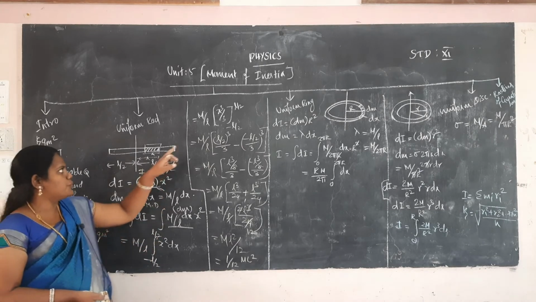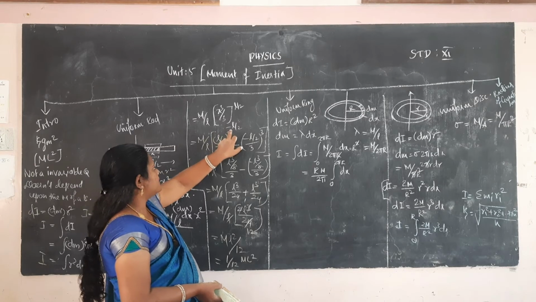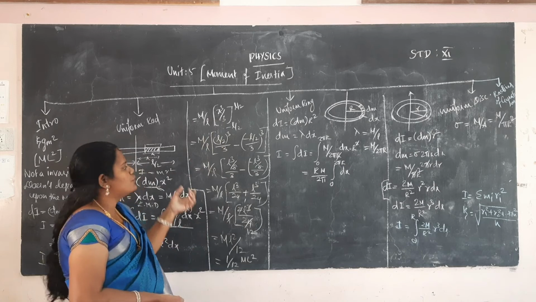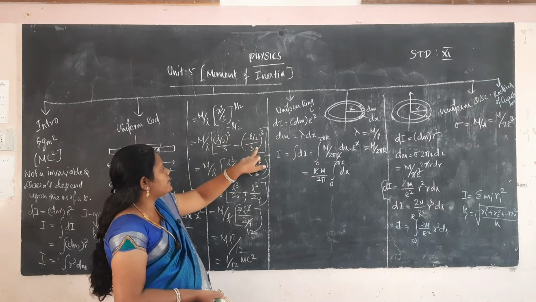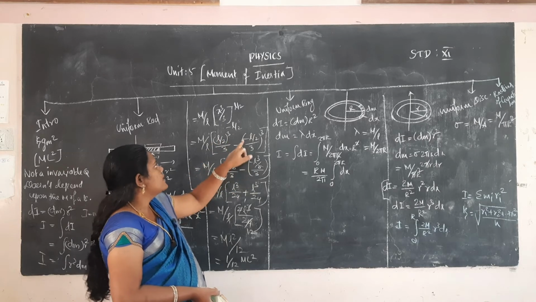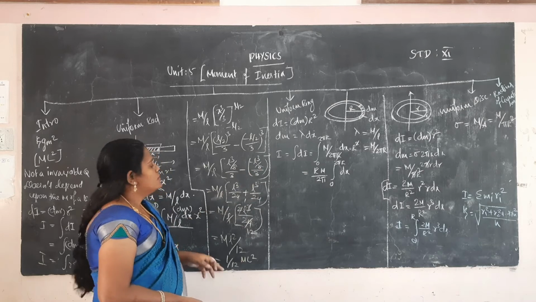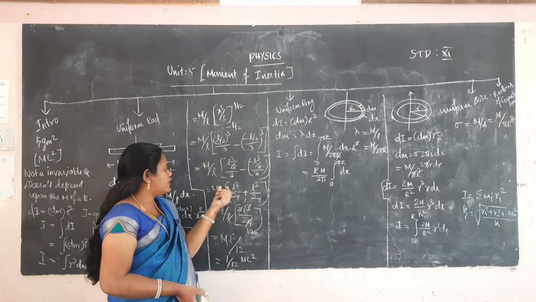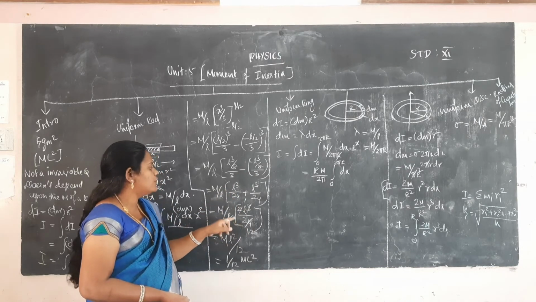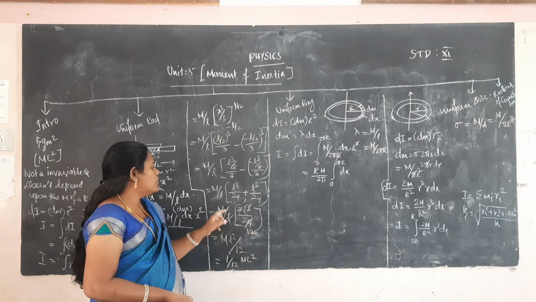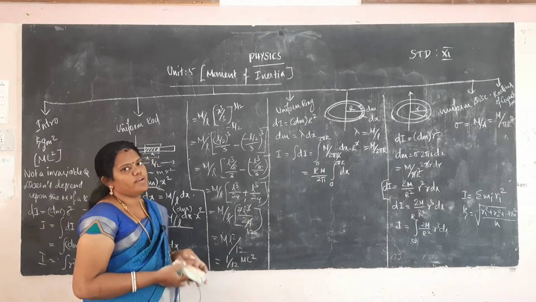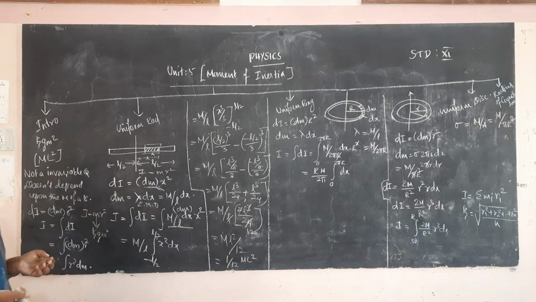Integrating x square gives x cube by 3. So x cube by 3 from minus L by 2 to plus L by 2. So m by L times (L by 2 the whole cube by 3 minus minus L by 2 the whole cube by 3). So m by L, L cube by 8 by 3 minus minus L cube by 8 by 3. Minus times minus is plus, so L cube by 24 plus L cube by 24, 2 times. So 2 L cube by 24. 2 ones are 2, 12 twos are 24, and m by L cancel. So m L square by 12, that is 1 by 12 into m L square. So this is the moment of inertia of a uniform rod.